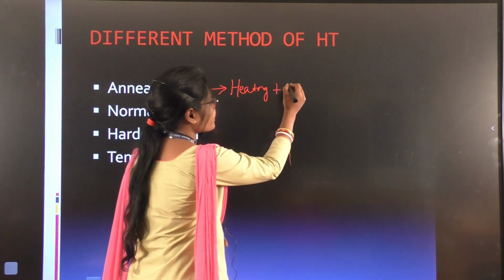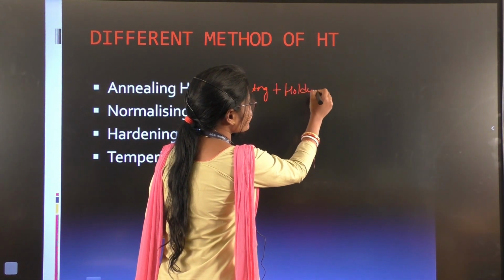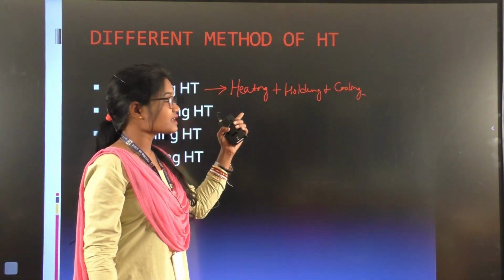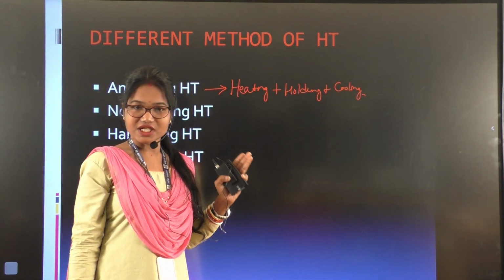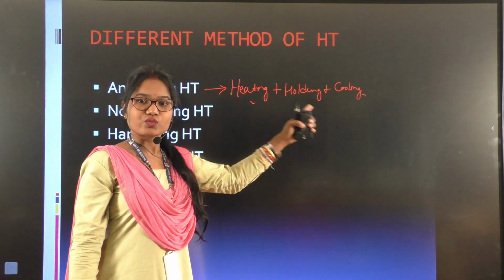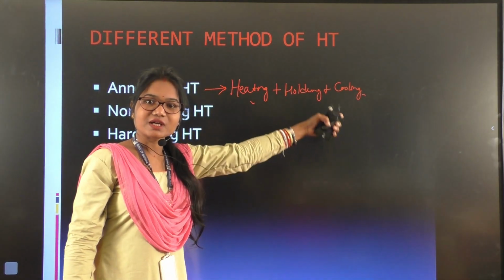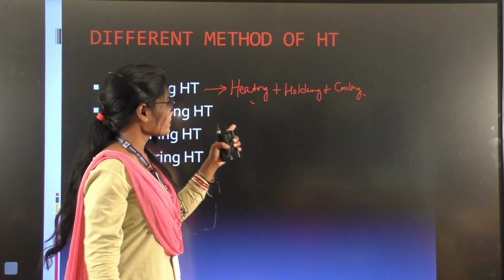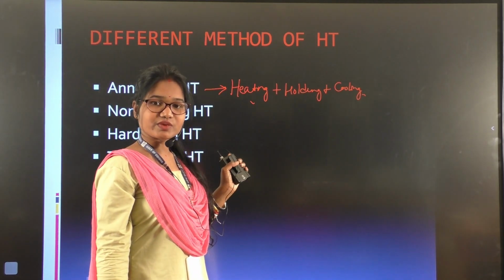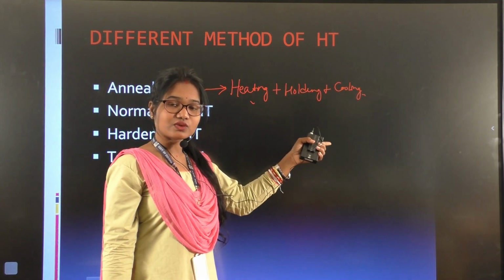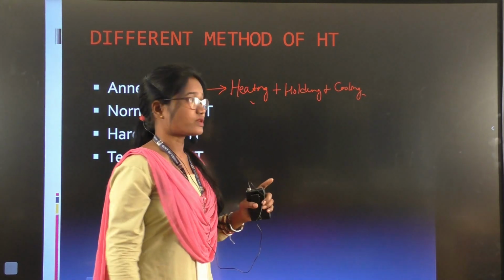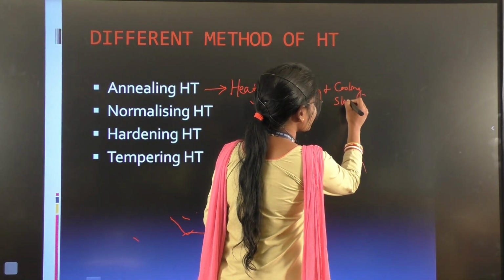Annealing. Here this process also carries out heating plus holding plus cooling. So here I have included all the basic parameters of a heat treatment method, that is temperature, time and cooling rate. With this temperature, time and cooling rate, we have completed the annealing heat treatment method. The only difference in how these four heat treatment methods differ depends on the cooling rate. So how is the cooling rate done here? The cooling will be done at a very slow rate.